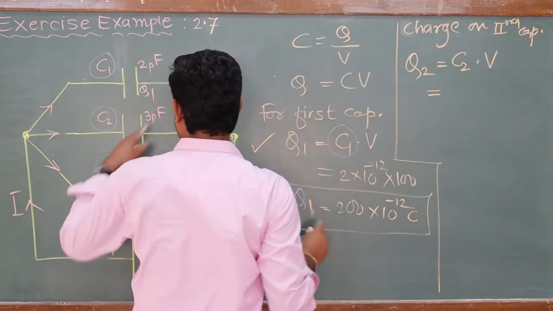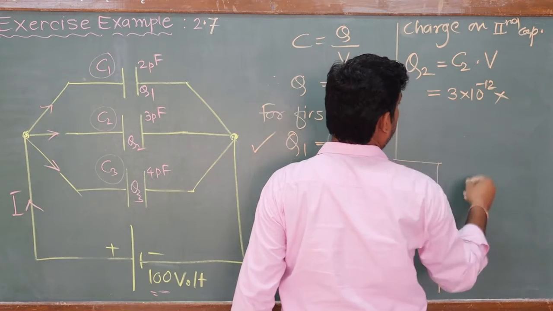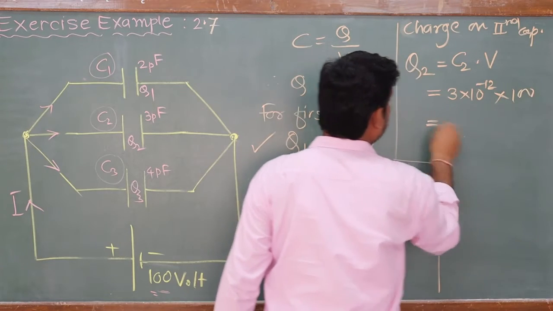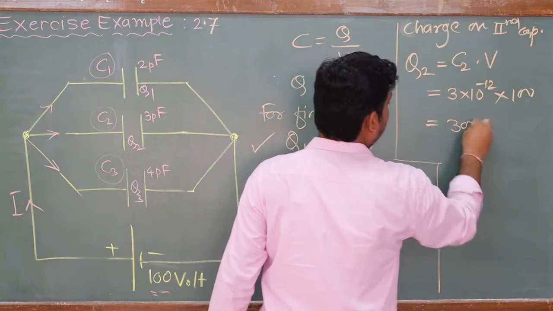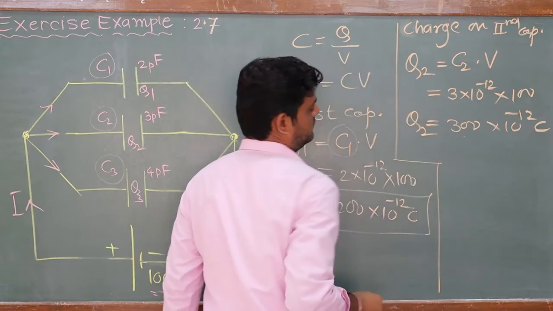Voltage for all the capacitors is the same because they are connected in parallel, that's why. What is the value of C2? That is 3 picofarad. 3 into 10 to the power minus 12, V equal to 100. So you get 300 into 10 to the power minus 12 coulomb. This is the value of Q2.